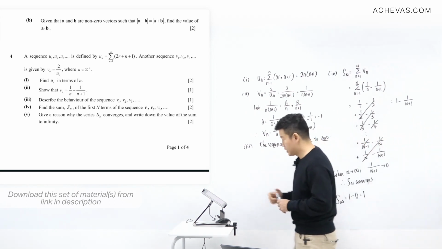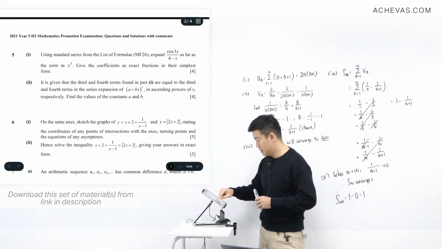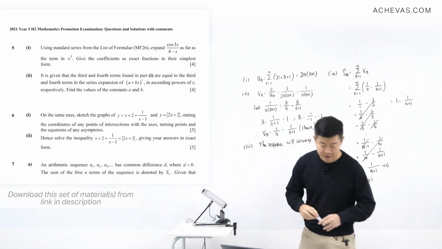Next, question number 5. Let's see what it is. It is a Maclaurin's question.